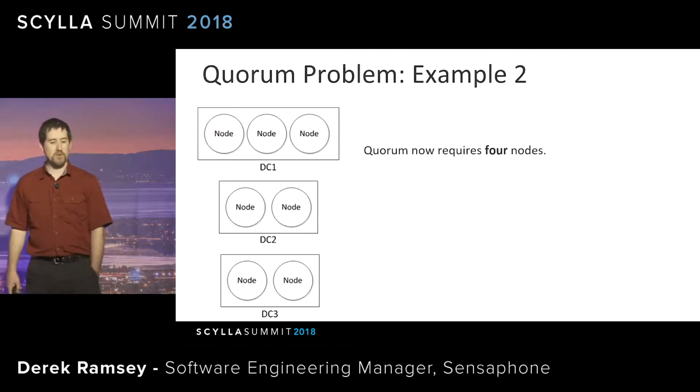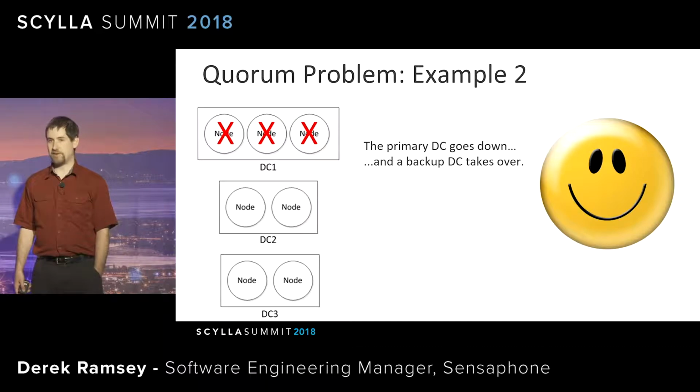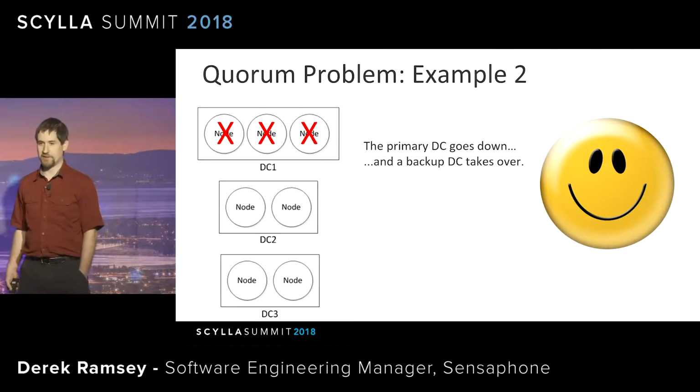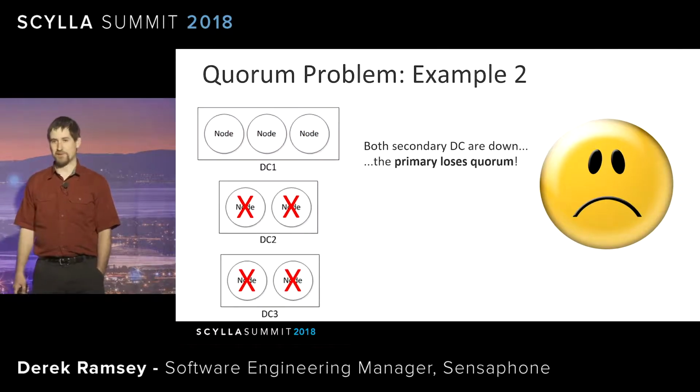You can work around this problem by adding a third data center, and now quorum requires 4 nodes. Now if the primary data center goes down, you still have quorum, there's still 4 nodes up, and your backup data center can take over and continue to accept writes. The obvious problem here is that if your primary data center can't see the other 2 data centers, it has to go down, which puts you in the uncomfortable situation where your primary data center is working perfectly fine and your backup data centers actually take your primary down with it.